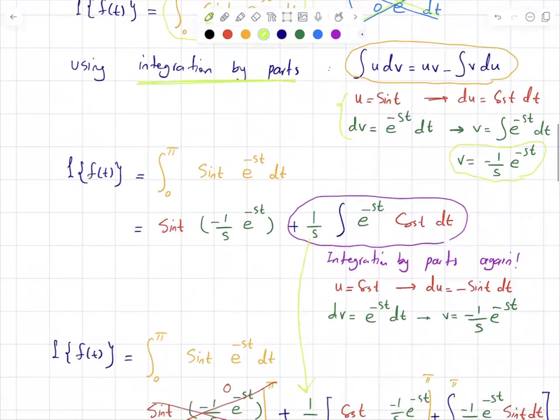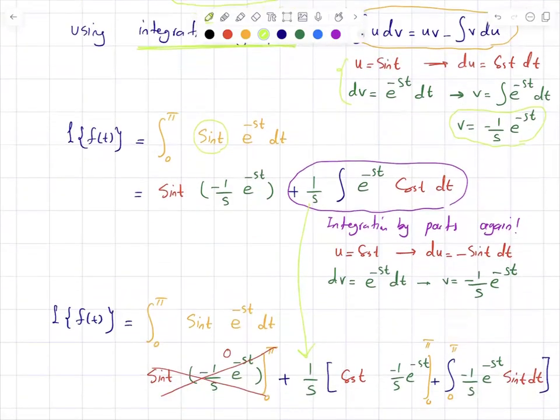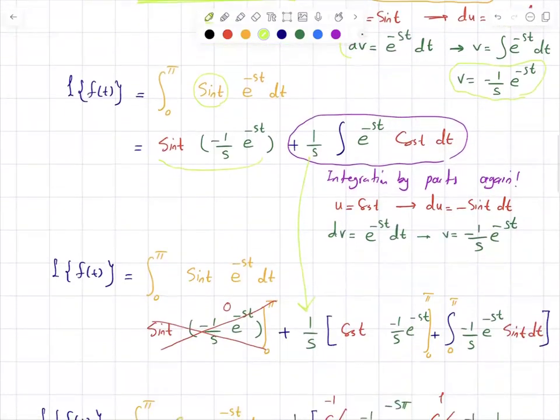So the Laplace transformation of this piecewise defined function, which happens to be sine t, while t is bounded between 0 and pi, can be written as sine t times negative 1 over s e to the power negative st plus the rest of it, 1 over s, the integral of e to the power negative st cosine t. We're going to apply integration by parts again because we have cosine t multiplied by e to the power negative st. Now taking u to be cosine, du is negative sine dt, and dv is e to the power negative st, so v becomes negative 1 over s e to the power negative st.